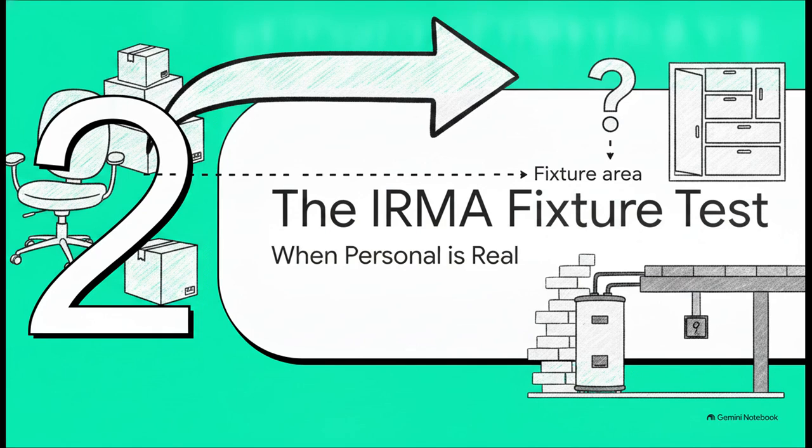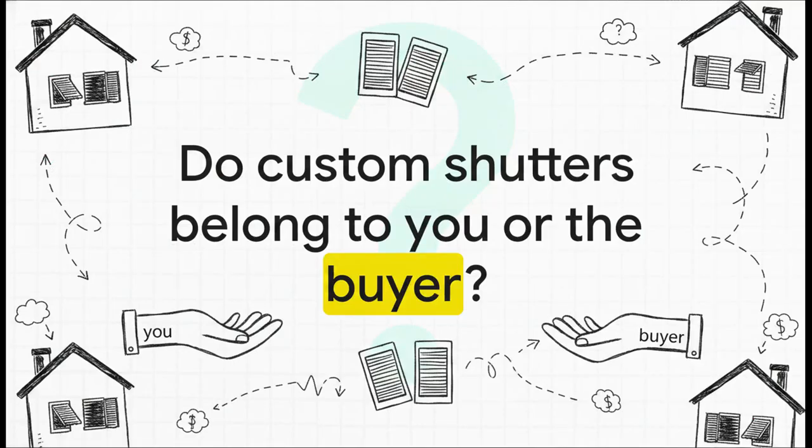Moving on to Section 2, the IRMA fixture test. So what happens when that movable personal property gets permanently attached to the real property? Well, it enters this fascinating legal gray area and becomes what we call a fixture. Let me give you a real-world scenario to show you why this matters. Imagine you're selling your house.